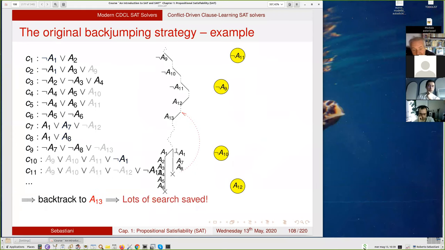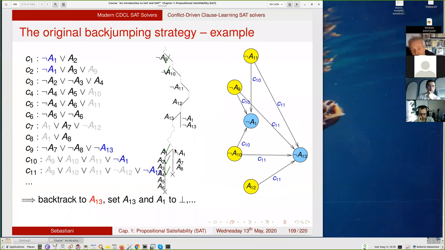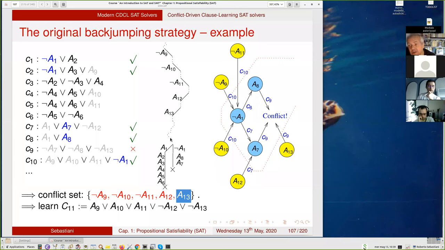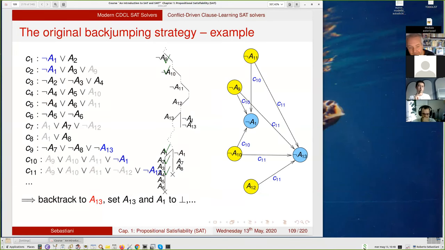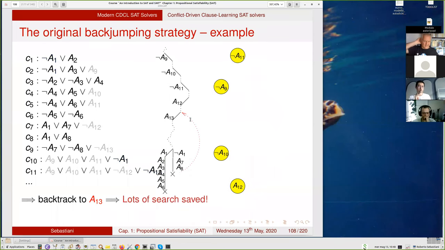And now you have done exactly the same thing that you have done before, but now you don't jump to the most recent decision here, but you have been able to identify that A13 was the last bad decision you made. So overall, you were able to identify that those five guys here were the bad guys, and so everything going on here is worthless. You should undo one of those guys, well, the most recent one. You should undo A13. Okay, guys, is this clear? Yes. You see the big power of that.